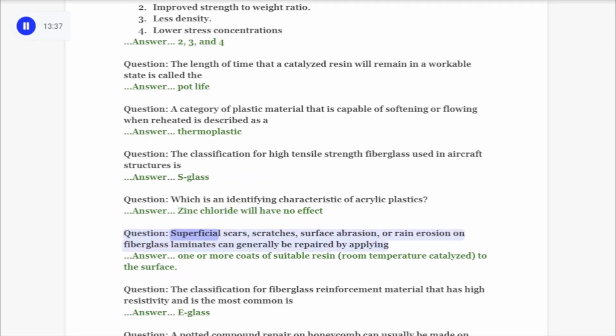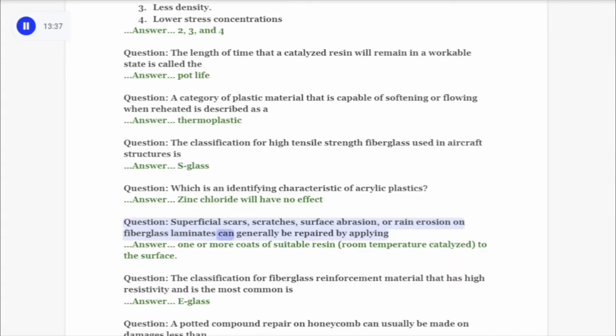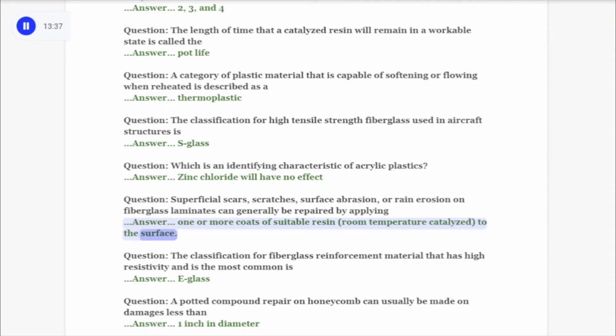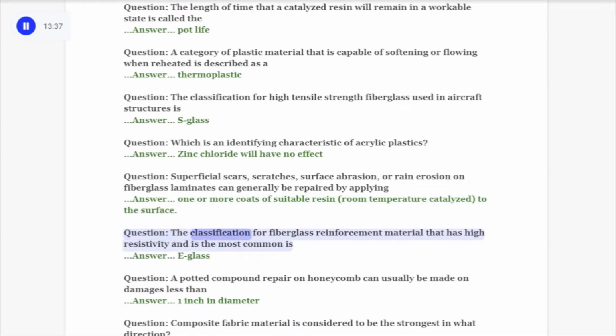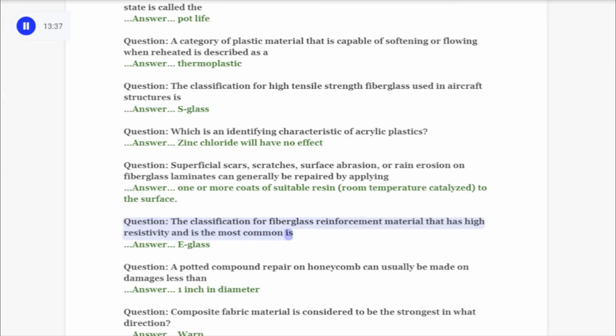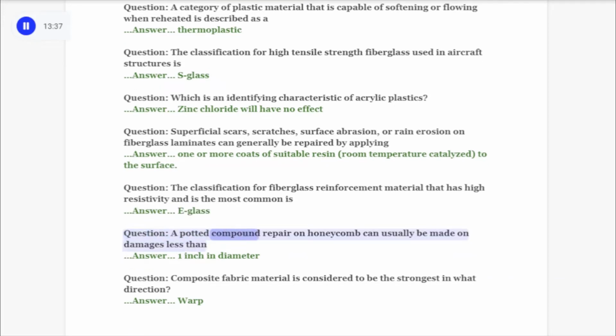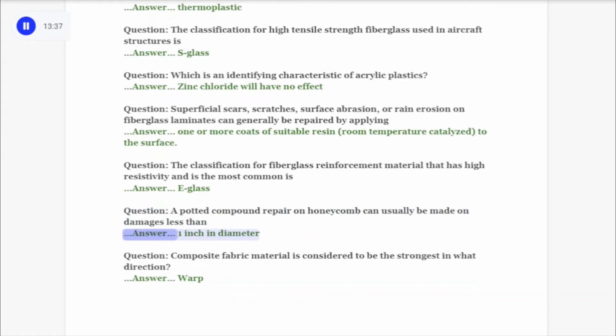Question: superficial scars, scratches, surface abrasion, or rain erosion on fiberglass laminates can generally be repaired by applying. Answer: one or more coats of suitable resin, room temperature catalyzed, to the surface. Question: the classification for fiberglass reinforcement material that has high resistivity and is the most common is. Answer: E-glass. Question: a potted compound repair on honeycomb can usually be made on damages less than. Answer: 1 inch in diameter.